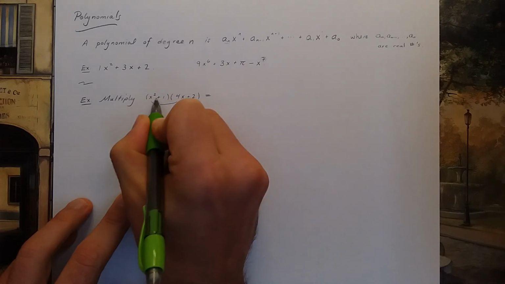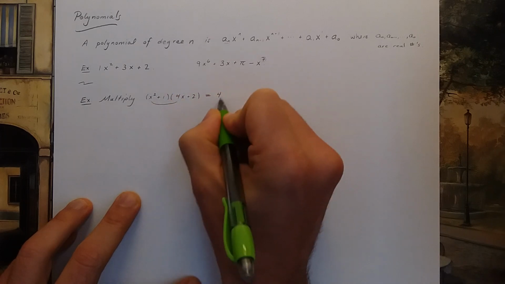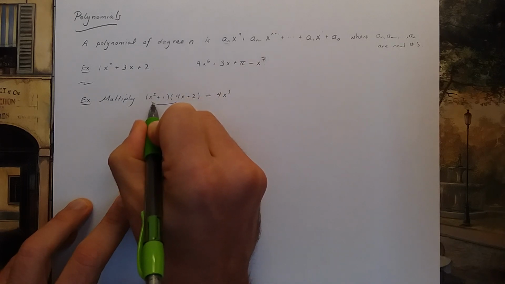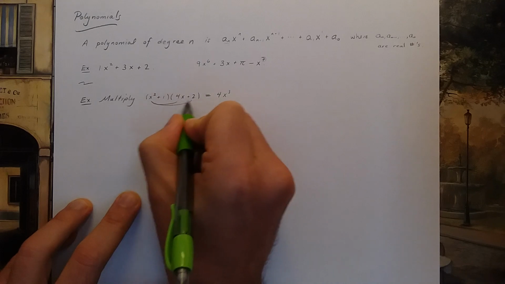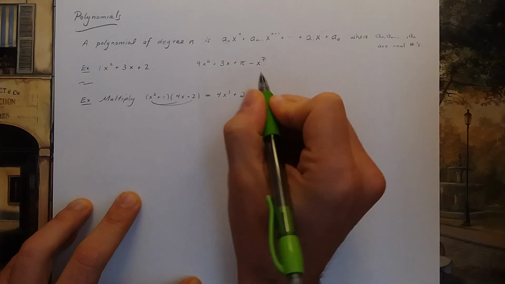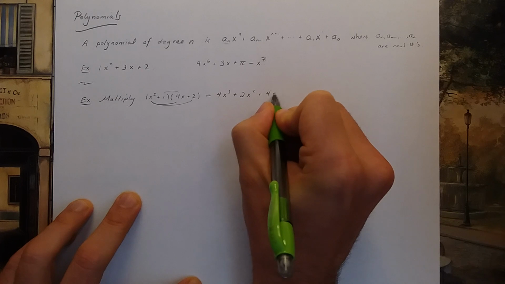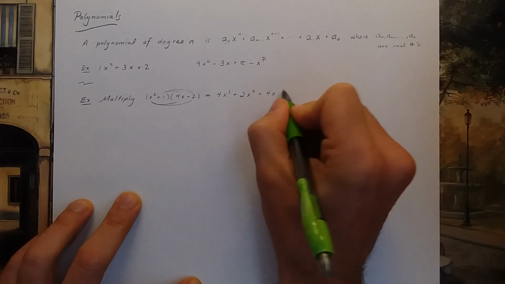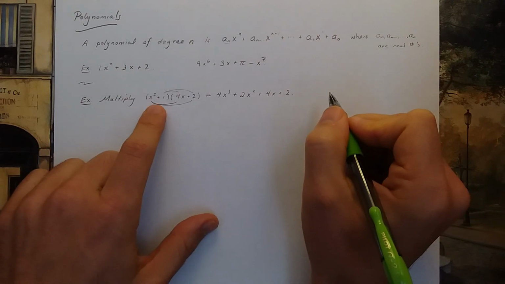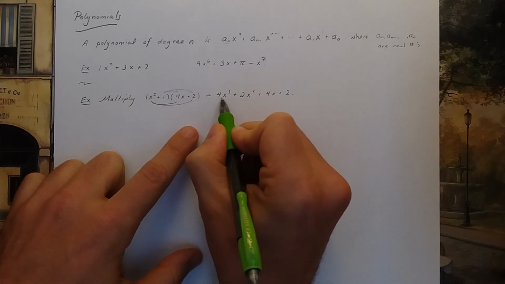But you have to multiply x squared times 4x. If you multiply x squared times 4x, you're going to get 4x to the third. Then I'm going to multiply x squared times 2 to get 2x squared. Then I'm going to multiply 1 times 4x to get 4x. And then 1 times 2 to get 2. So in general, when you multiply two polynomials that have two terms, you'll get a polynomial with 4 terms.